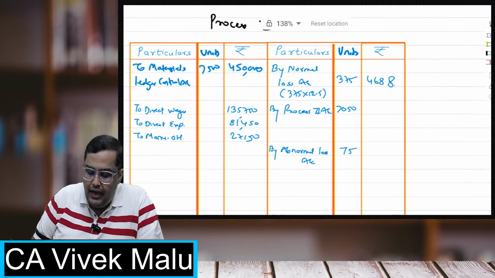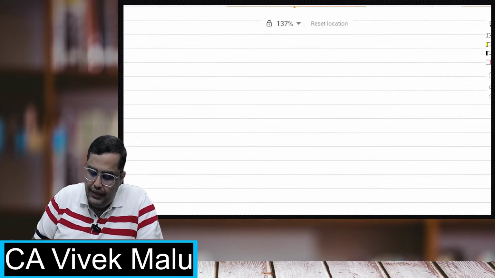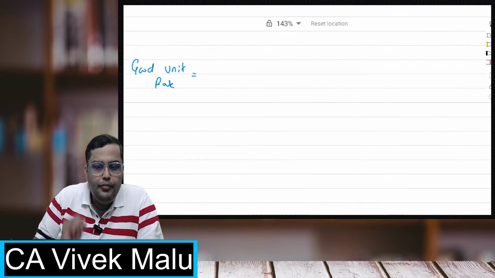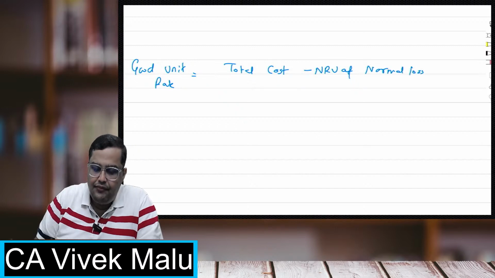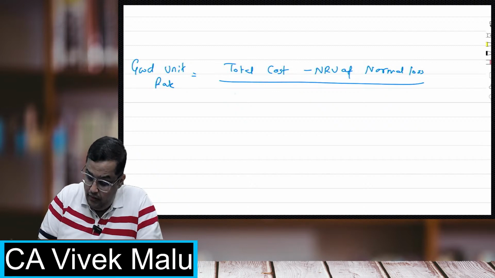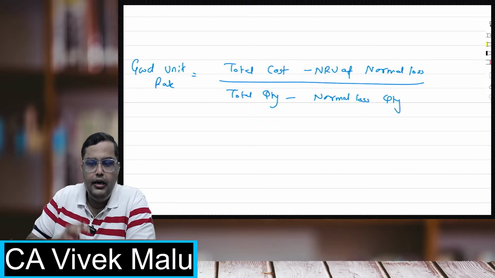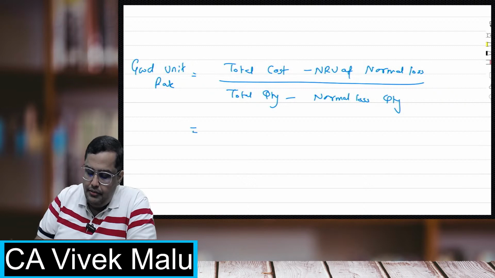375 into 12.5. Now, students, what will happen is, calculate the good unit rate. Sir, how to calculate that? The formula to calculate good unit rate is total cost minus NRV of normal loss, or I can say scrap value of the normal loss, upon total quantity minus normal loss quantity. This is the good unit rate. Total cost which is incurred, out of which whatever is the scrap value of the normal loss, reduce that, because that will reduce the cost of the production, divided by total quantity minus normal loss quantity.